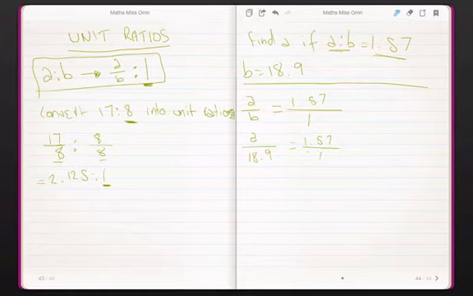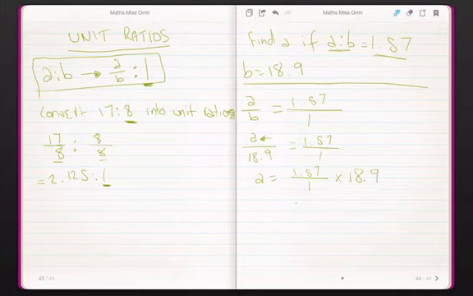Now all we're going to do is move things around, just like normal algebra. We want to get A on its own. So what are we going to do? We're going to move the thing that's in the way, which is 18.9. This is a fraction, so it means divide. So we're just going to times both sides by 18.9, and 1.57 over 1. If you want, you can change this into a decimal number first, but there's no real point.